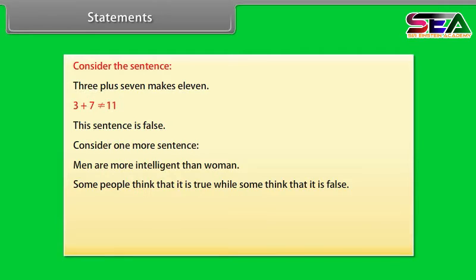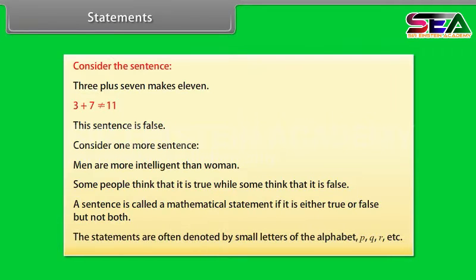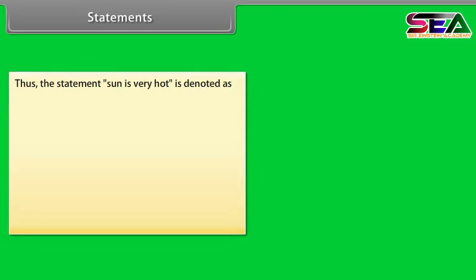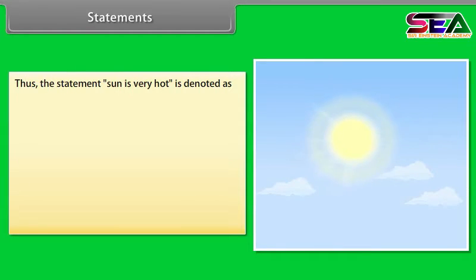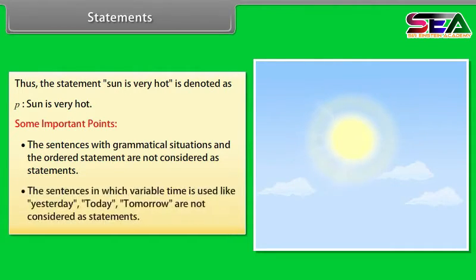Now we define a mathematical statement. A sentence is called a mathematical statement if it is either true or false, but not both. The statements are often denoted by small letters of the alphabet, P, Q, R, etc. Thus, the statement, sun is very hot, is denoted as P: sun is very hot. Some important points. The sentences with grammatical situations and the ordered statement are not considered as statements. The sentences in which variable time is used, like yesterday, today, tomorrow, are not considered as statements.